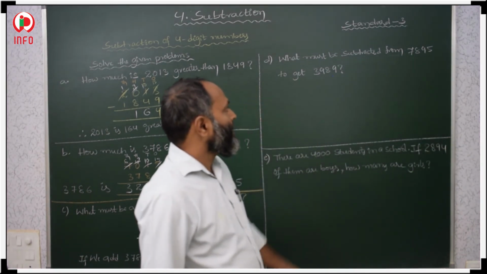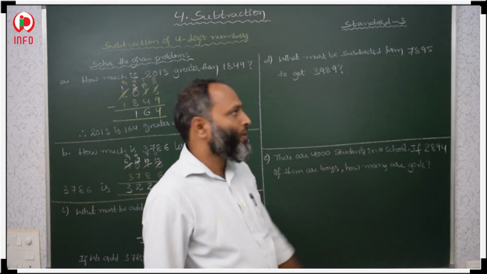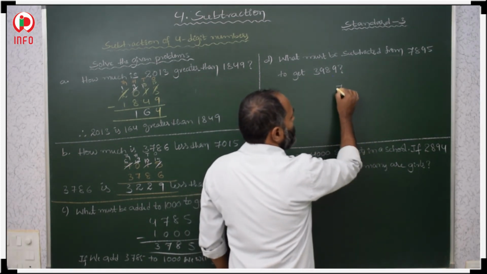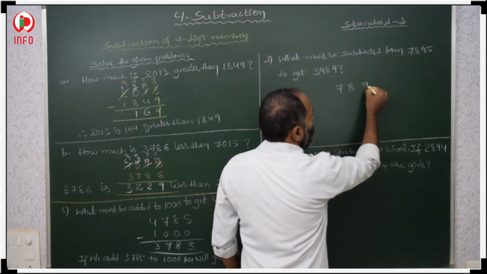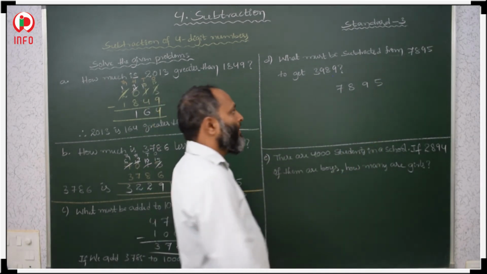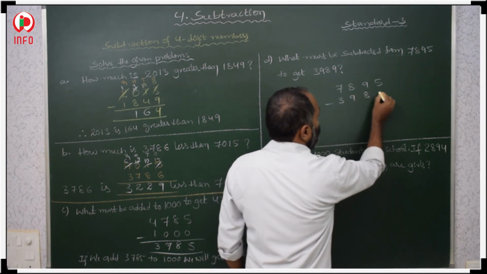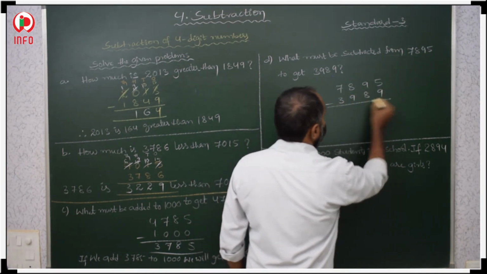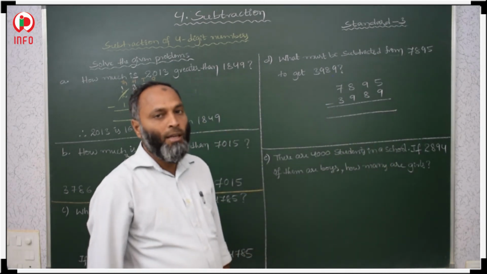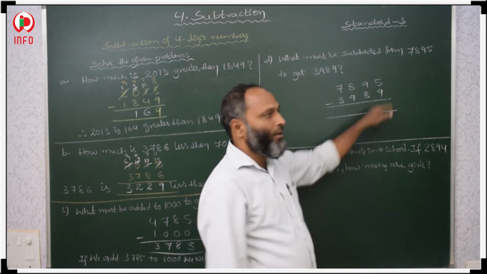Now next question, what must be subtracted from this to get this one? It means again we have to subtract the smaller number from the bigger number. 7895 minus 3989. Then 5 minus 9 is not possible because 5 is a smaller number.